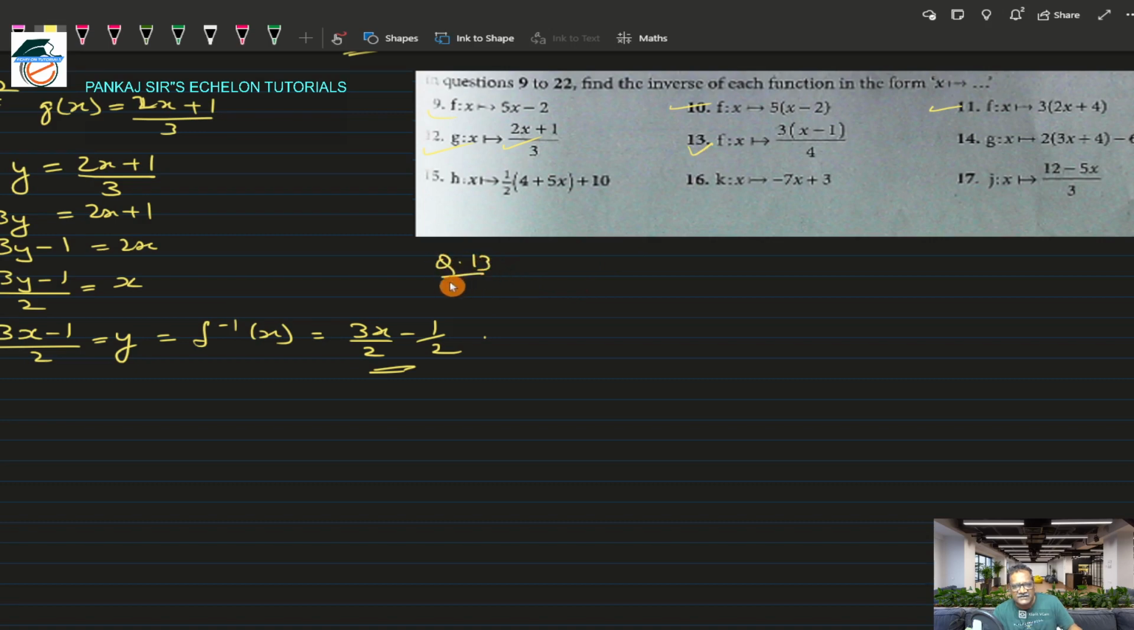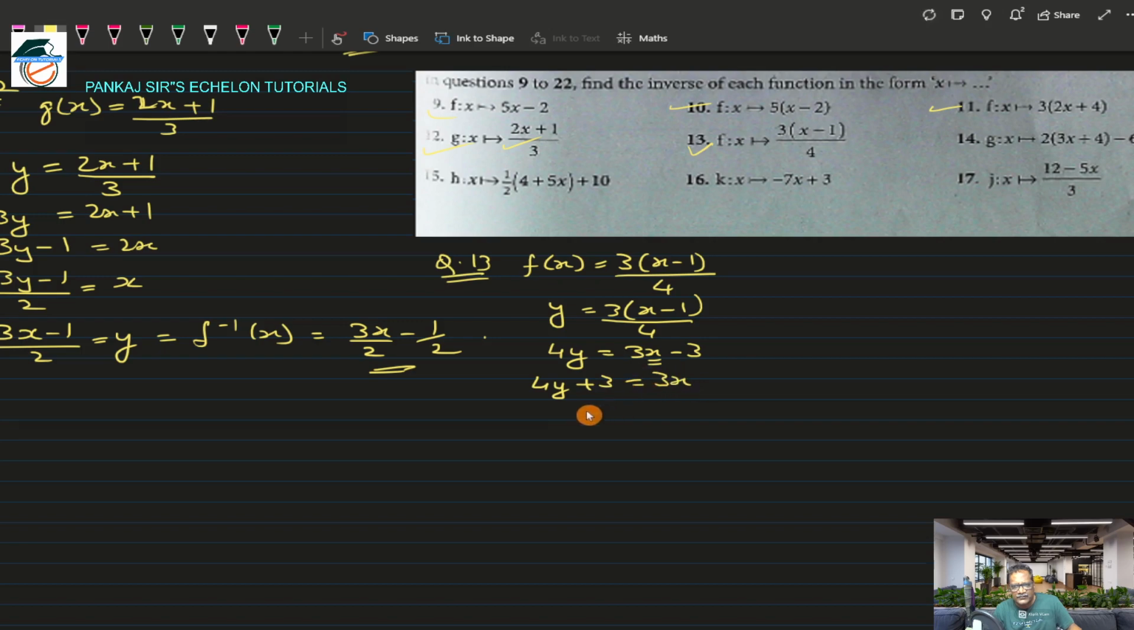Question number 13. F of x is equal to 3 times x minus 1 whole upon 4. So again, y equal to 3 times x minus 1 upon 4. Now if I arrange this, this will be 4y equal to 3x minus 3. Now I want to make this x the subject. So this will become 4y plus 3 equal to 3x, and then 4y plus 3 whole upon 3 will be equal to x.